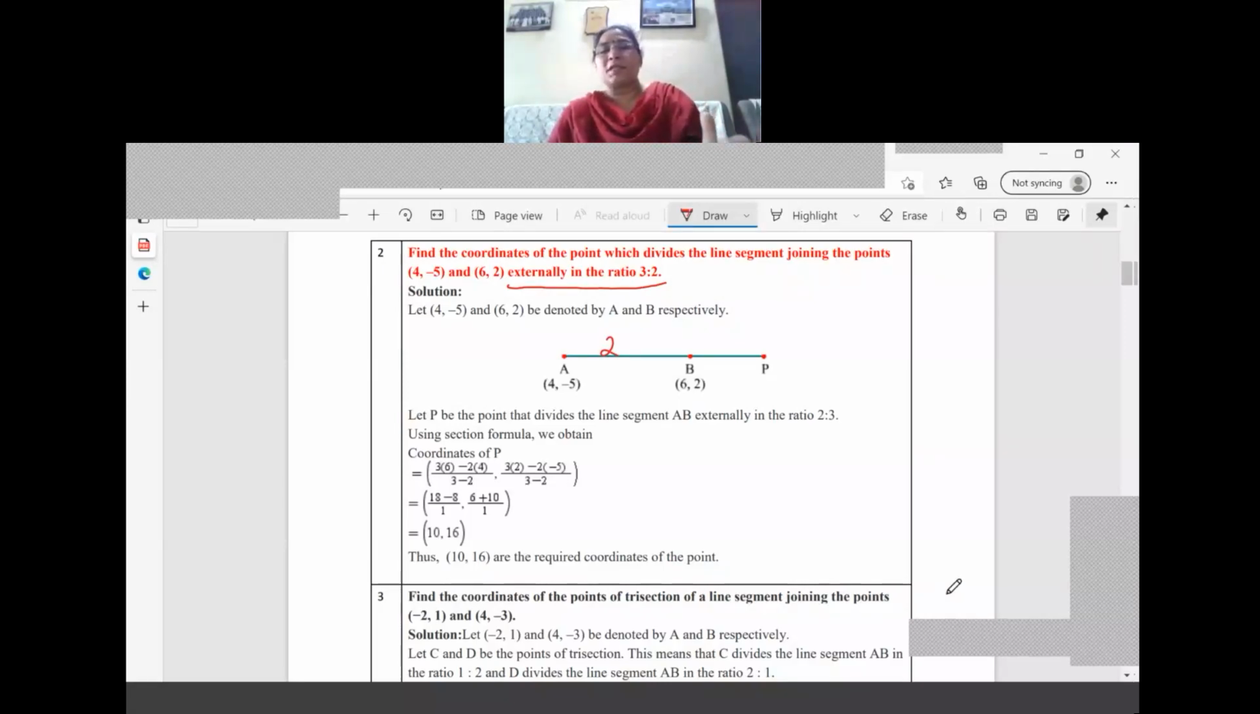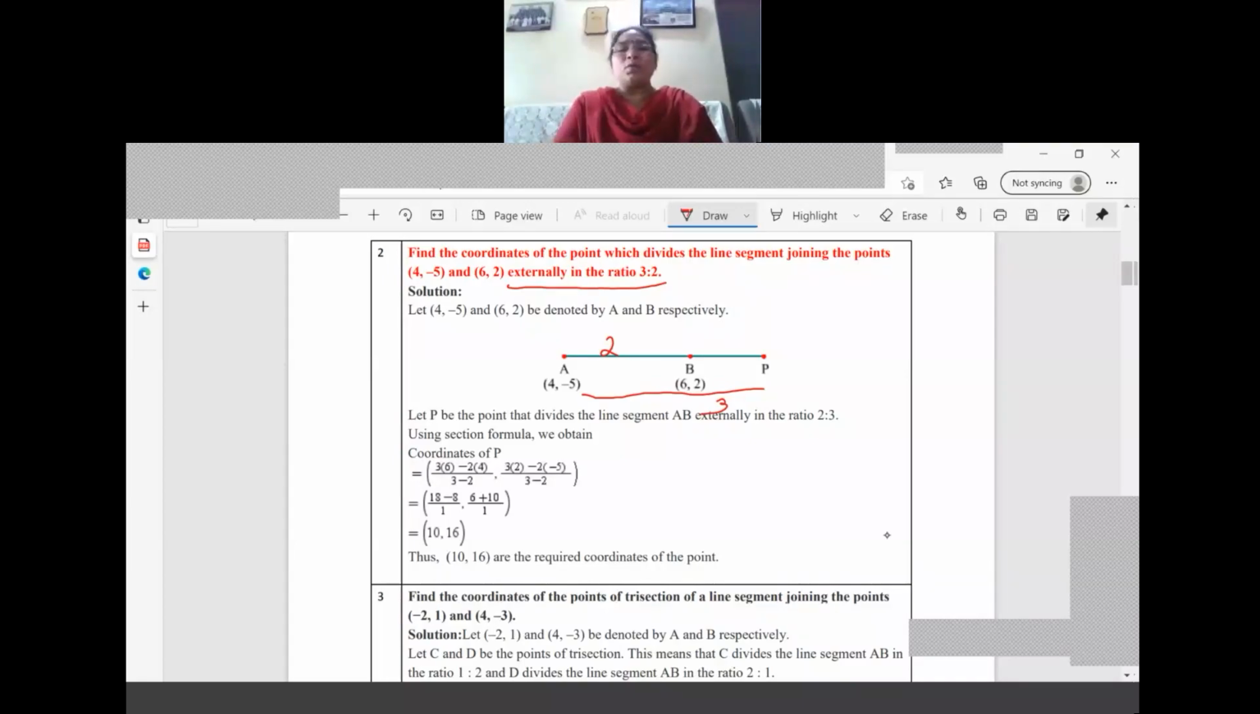But what is the change when we write 3? Here we have to go for 3 into 6 minus 2 into 4, divided by 3 minus 2. There is no need of studying this one. Only one change is happening. That change is that if the point P lies externally, then the plus will be changed to minus only. Just for understanding purpose, it is not in the syllabus. So 2 and 3 we have taken. So 3 into 6 minus 2 into 4, divided by 3 minus 2.